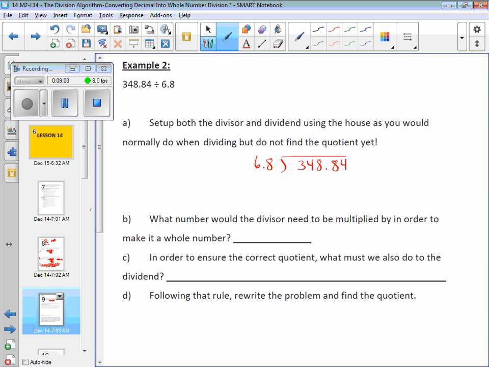What number in this case, and I think we did this in the warm-up yesterday too, would you have to multiply the divisor by in order to make it a whole number? This number, 6.8, to make it the whole number, 68, what number do I have to multiply by? Christian. Good. 10. In order to make sure that we get the correct answer, what will we also have to do inside the house to the dividend? Multiply it by 10.